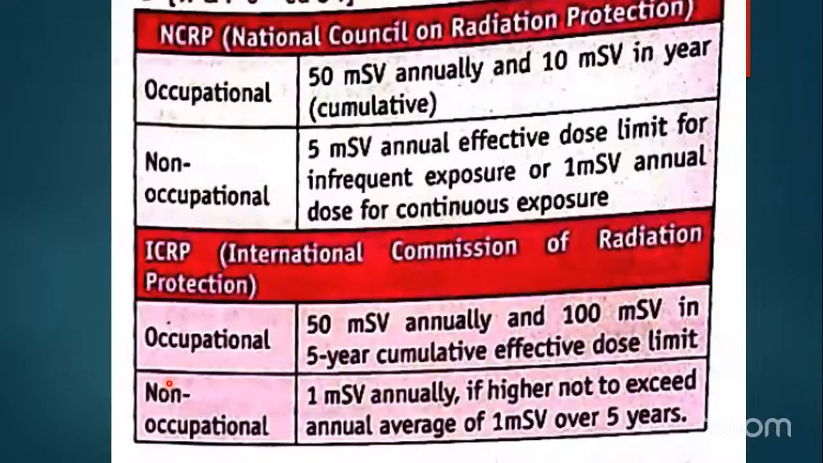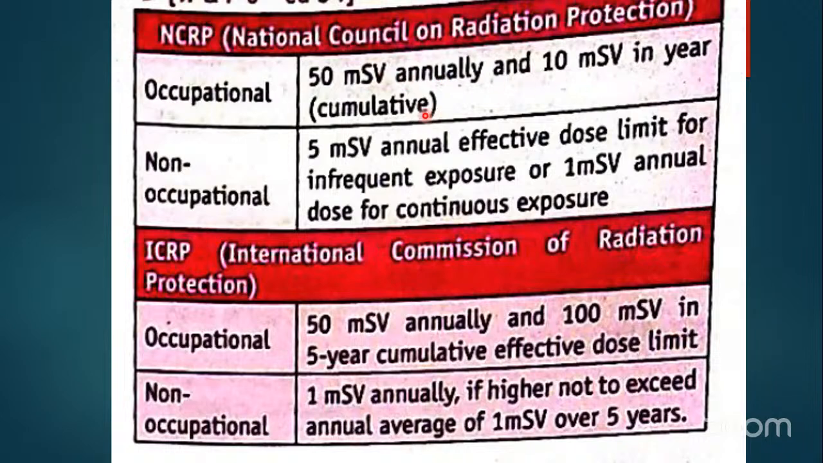So, according to the National and the International Commission on Radiation Protection, they have given guidelines on how much dosage is acceptable for occupational exposure, as in the dental professionals and the radiographic professionals. Non-occupational includes the patients. So the allowable dose of radiation for occupational personnel is 50 millisieverts annually and 10 millisieverts in a year.